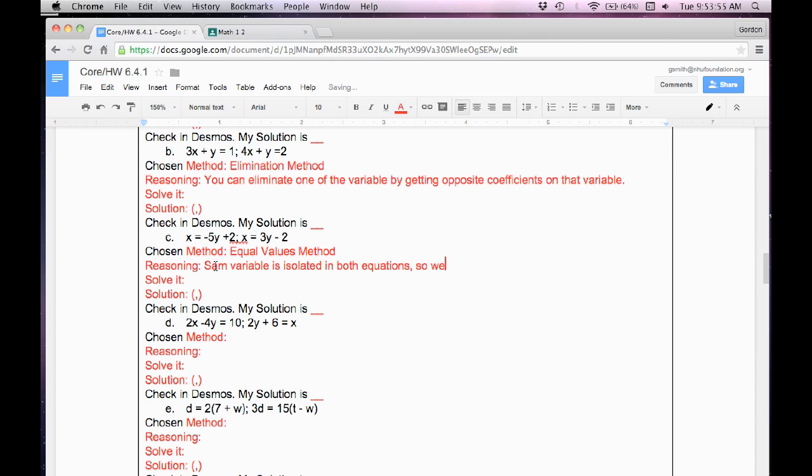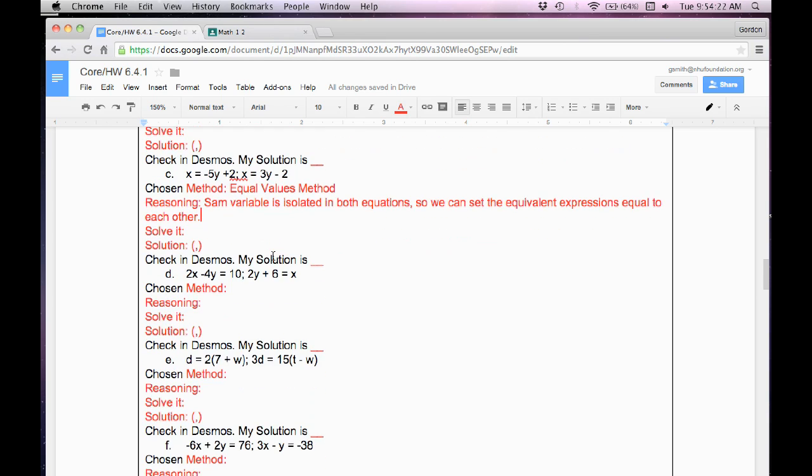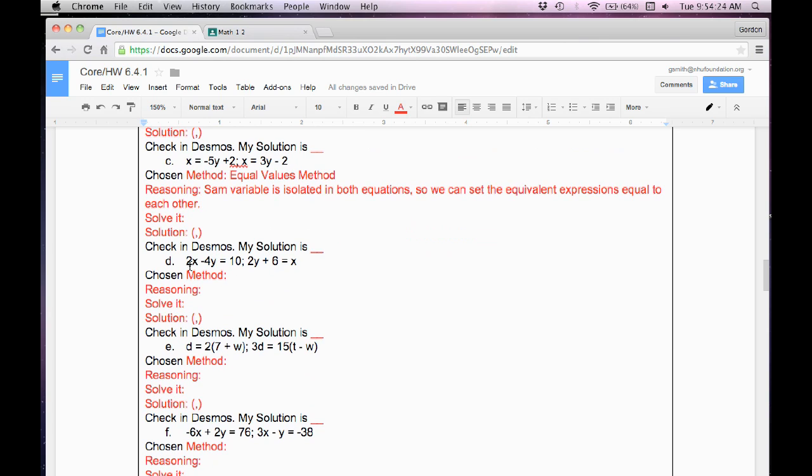so we can set the equivalent expressions equal to each other. Just to demonstrate what I mean, if this expression is equal to x and this expression is also equal to x, then they must be equal to each other, which is the whole point of the equal values method. Okay, D, 2x minus 4y equals 10, 2y plus 6 equals x.